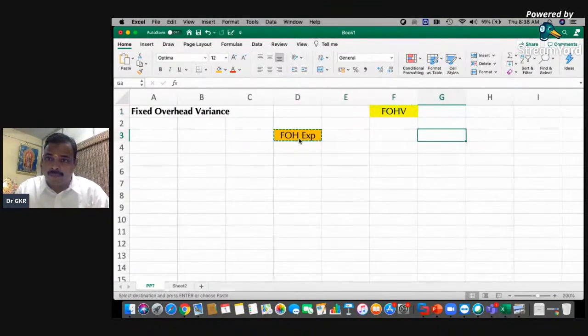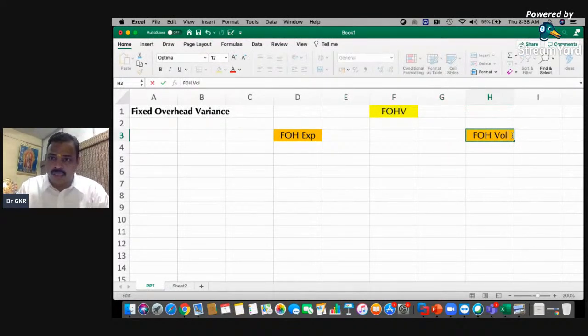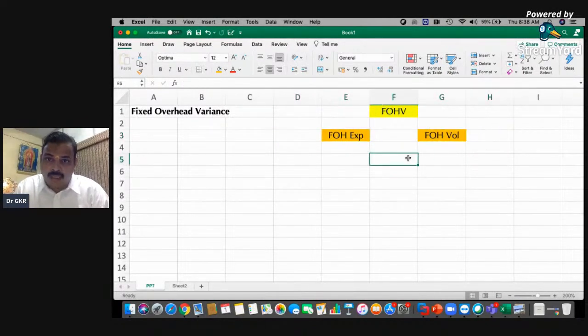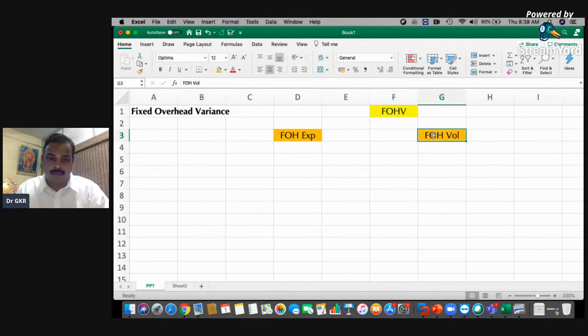And similarly, the second is the volume variance. I'll explain why it is called volume. And this volume variance will be further divided into 3 parts: 1, 2 and 3.